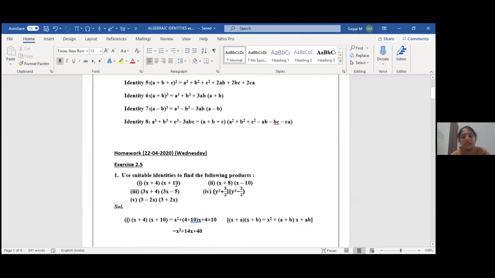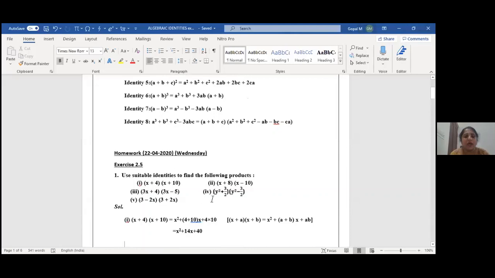See yesterday's homework. First question, (x plus 4)(x plus 10). This is nothing but the fourth identity. (x plus 8)(x minus 10), fourth identity. And (3x plus 4)(3x minus 5), again it is the fourth identity. And the fourth one, (y square plus 3 by 2)(y square minus 3 by 2). This is nothing but (a plus b) into (a minus b).